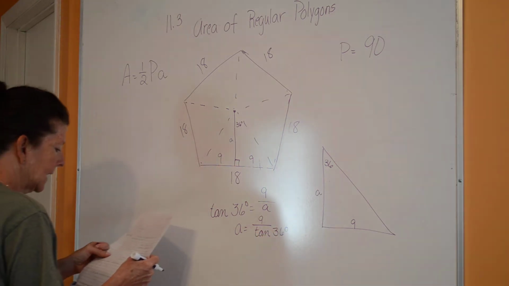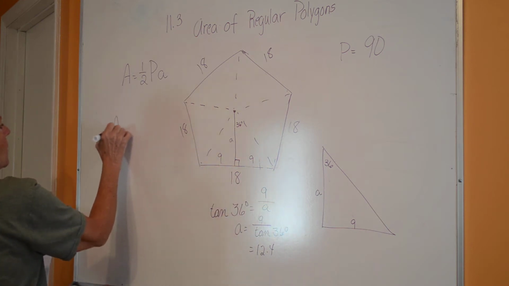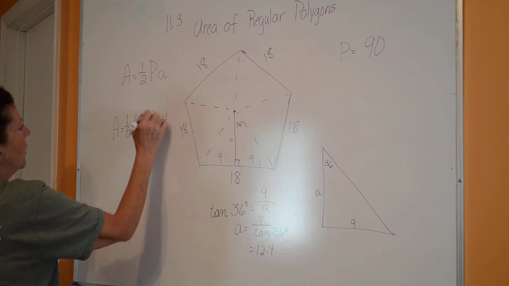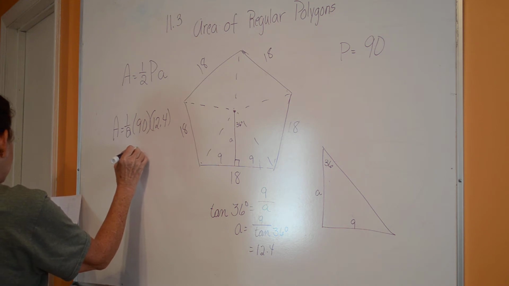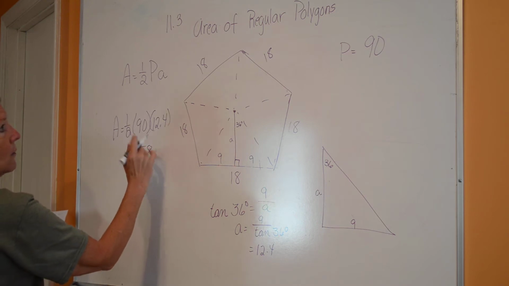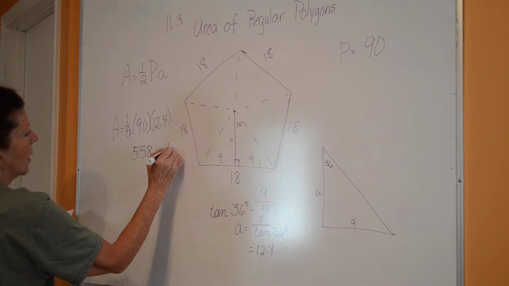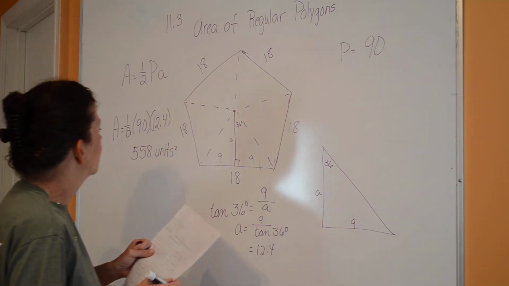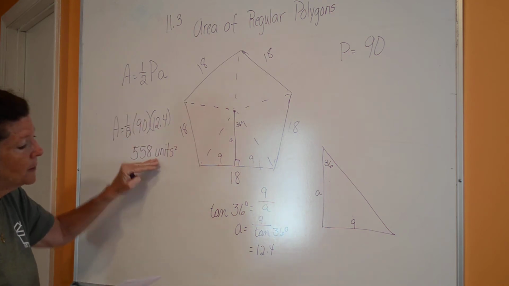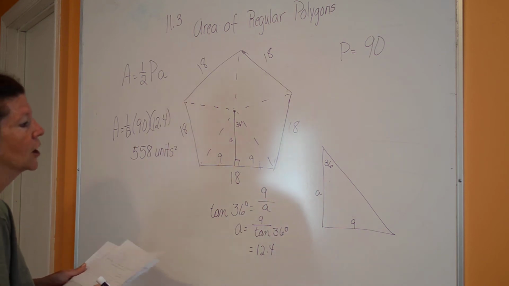Okay, and that's going to give me 12.4, which I'm going to turn around and use over here. So I have 1/2 times 90 times 12.4, and that's going to give me 558. If they don't give me what measurement it is, I'm just going to put units squared. If they had given me inches, it would have been inches squared, and so forth, depending on what they give you. Now, you might be a little bit off here because it depends on where you've rounded, but you're going to be close.